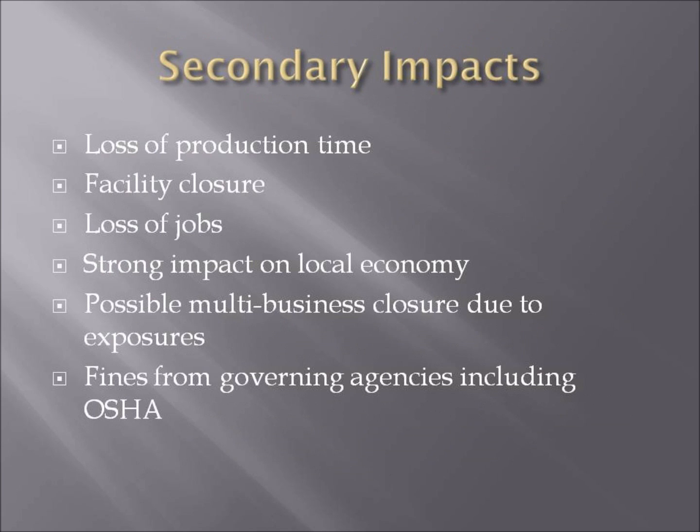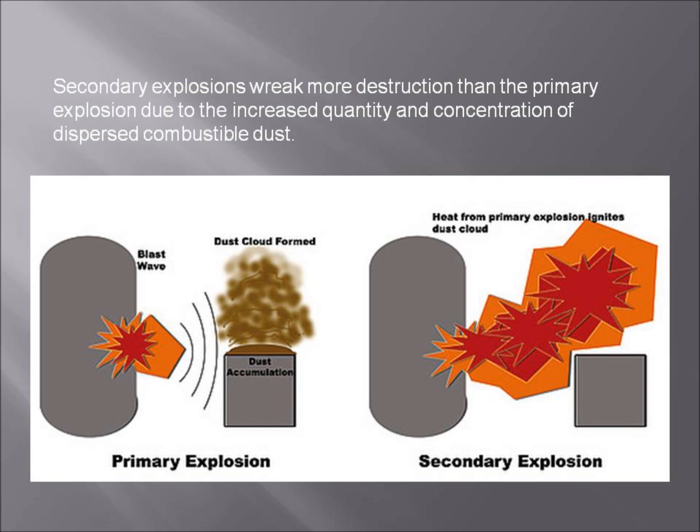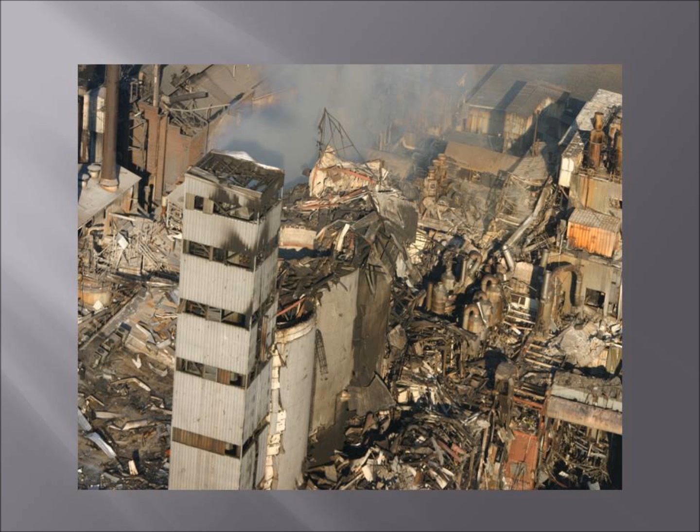Secondary impacts can include loss of production time, facility closure, loss of jobs, strong impact on the local economy, possible multi-business closure due to exposures, and fines from governing agencies including OSHA. Secondary explosions wreak more destruction than the primary explosion due to the increased quantity and concentration of dispersed combustible dust. This is a photo of a 2008 incident involving a sugar dust explosion at a plant in Port Wentworth, Georgia.